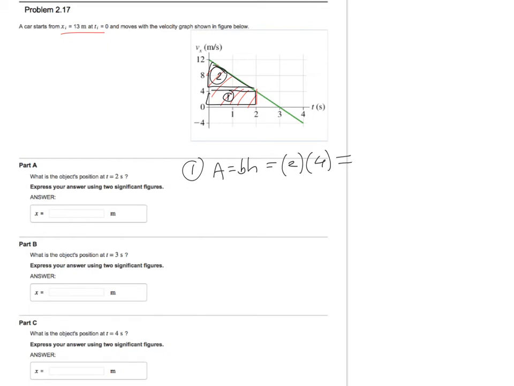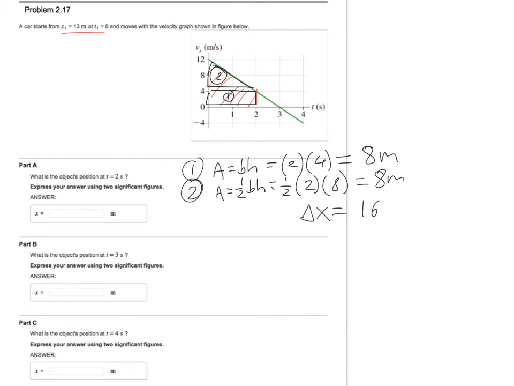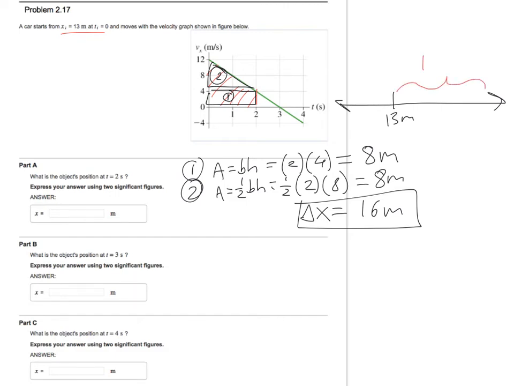So the area of that rectangle, with a base of 2 and height of 4, is going to be 8 meters. The triangle has a base of 2 here and a height from 4 to 12, so a height of 8. And that gives us an area then of 8 meters as well. So I know that my change in position is that full area, which is 16 meters. So let's think again about our number line. Imagine we start at a position of 13 meters, that's what we're told, and we travel to the right, our change in position is a positive 16. We're going to end up here at 29 meters, and so that is our answer, 29 meters.